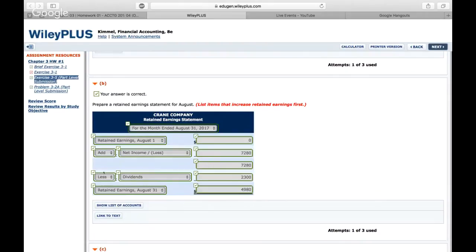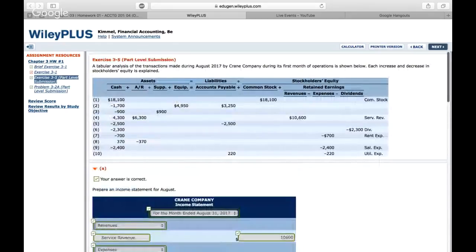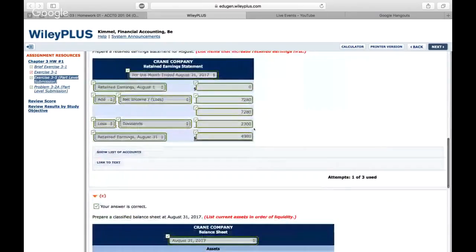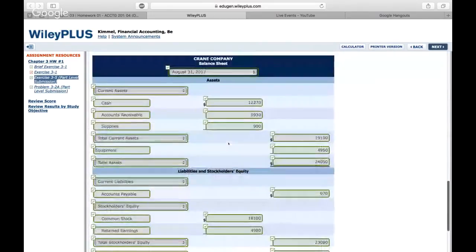But then you got to remember that on the retained earnings statement, you need to do less the dividends. You don't want to add the dividends because you're not adding money, you're taking away money, and you're trying to pay all your stockholders. And so I found the 2,300 right up here where it says dividends. Come down the column, negative 2,300, DIV stands for dividends. And then you subtract those two numbers, the 7,280 minus the 2,300, and then your retained earnings for August 31st is now 4,980. Once you have that, then you're able to go to your actual balance sheet.